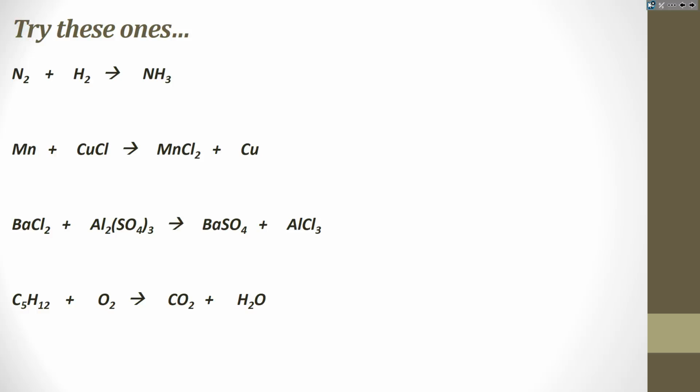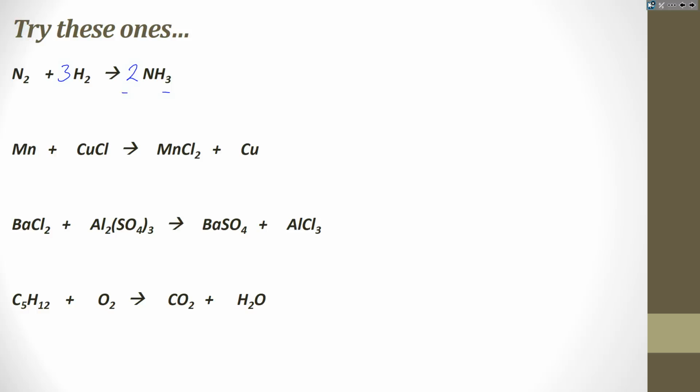So if we're looking at the first one, right away I'm going to leave the hydrogens alone, because right off the start I have 2 and 3. I'm going to deal with the nitrogens because they just look easier. There's 2 on one side and only 1 on the other, so if I put a 2 here, that fixes the nitrogens. By doing that, now I have 2 times 3 is 6 hydrogens on the product side, so I'm going to put a 3 there. So my reaction is balanced.